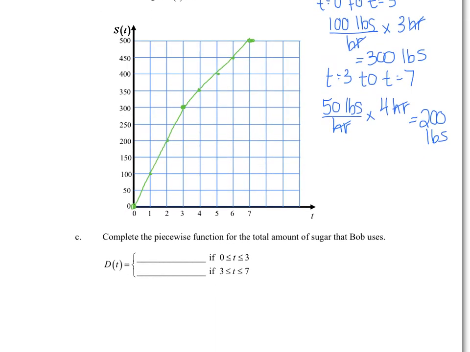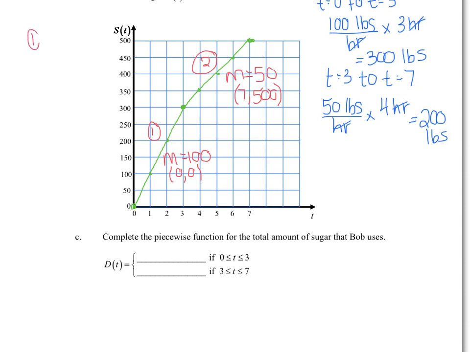For the last part, we're going to complete the piecewise function for the total amount of sugar that Bob uses. So we need to do it for two parts, and they've already set the intervals for us. So for part 1, we need to find the slope. This is part 1, this is part 2. So for the first part, our slope is 100. For the second part, our slope is 50. We also need a point, so we're going to use 0, 0 for this one, and we can use 7, 500 for the second part.